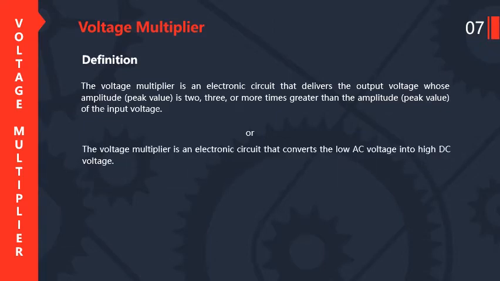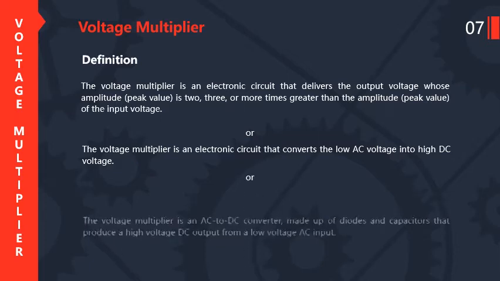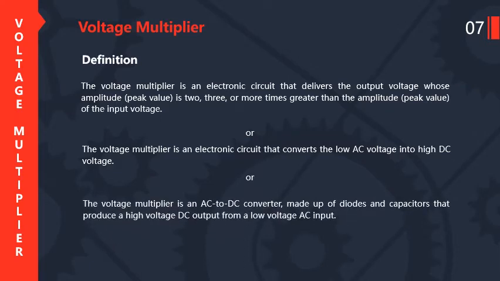And another definition is, the voltage multiplier is an electronic circuit that converts the low AC voltage into high DC voltage. Some other definition of this circuit is, the voltage multiplier is an AC to DC converter made up of diodes and capacitors that produce a high voltage DC output from a low voltage AC input. So these all are the definitions of voltage multiplier circuit. Basically, it's a circuit which multiplies the output voltage.